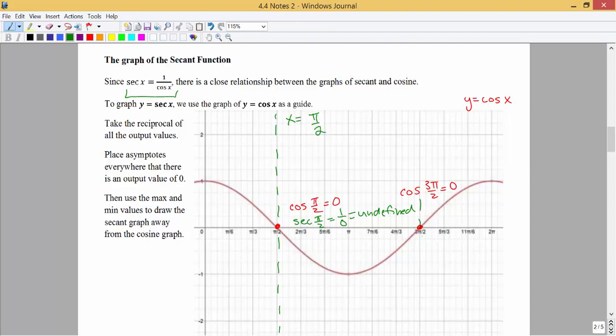And then we will also have an asymptote for secant at x equals 3 pi over 2. So it turns out that at odd multiples of pi over 2, secant will be undefined, and those are where the asymptotes will be. To see why, let's remind ourselves of the unit circle.